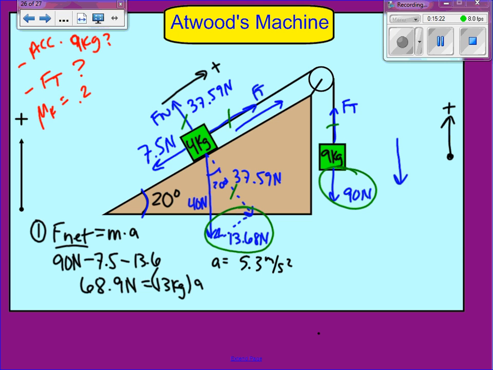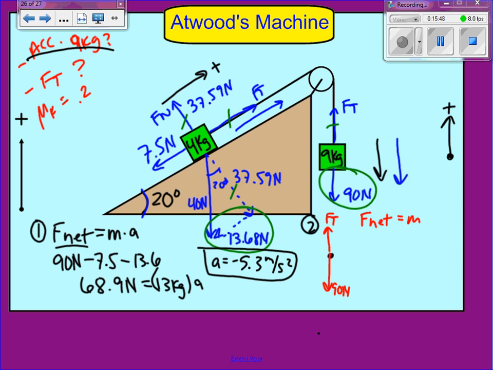And is it negative or positive? Well, since I'm asking for the acceleration of the 9 kilogram block, the 9 kilogram block accelerates down, and down is negative, so that's a negative 5.3 meters per second squared. Now, for number 2, I'm going to go ahead and solve for the force tension, and I'm going to use the 9 kilogram block to do that. So the 9 kilogram block has the force gravity down of 90 newtons, and it's got force tension going up. So my force net acting on the 9 kilogram block is a combination of the tension plus the gravity.